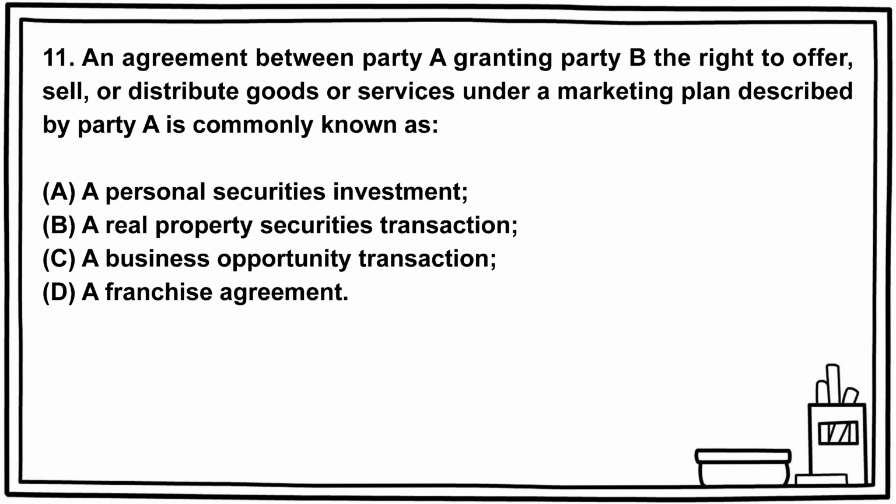11. An agreement between party A granting party B the right to offer, sell, or distribute goods or services under a marketing plan described by party A is commonly known as A. A personal securities investment. B. A real property securities transaction. C. A business opportunity transaction. D. A franchise agreement.